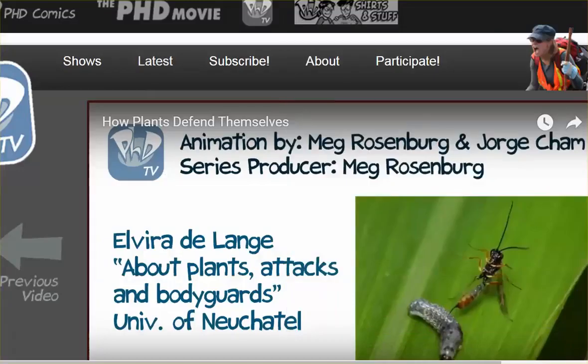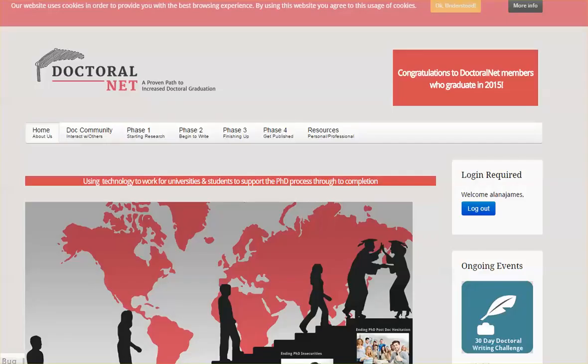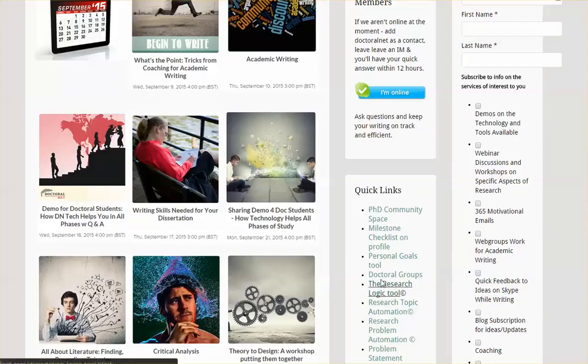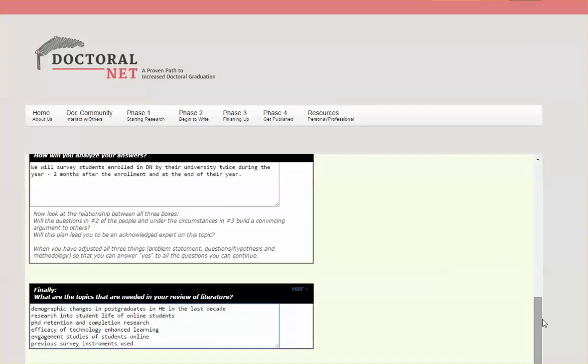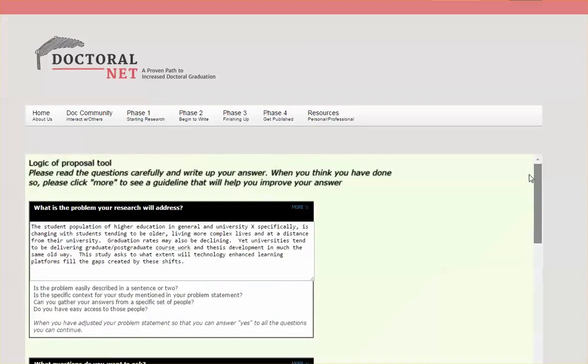going back to our screens, if you sign into the DoctoralNet site, you can sign in here, drops you into your control panel. You can go here to your quick links, and there will be a quick links on the research tool, which looks like this. It asks you what your problem is, and when you've typed it in, you hit more, and then it asks you questions. You keep massaging your problem until it answers the questions well.